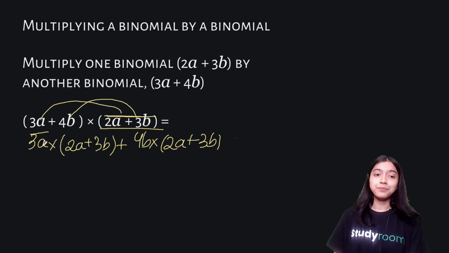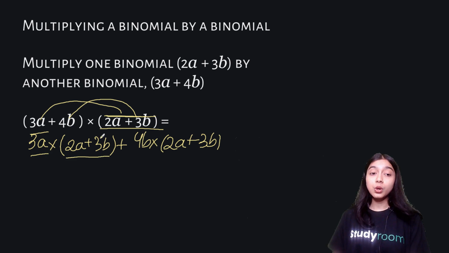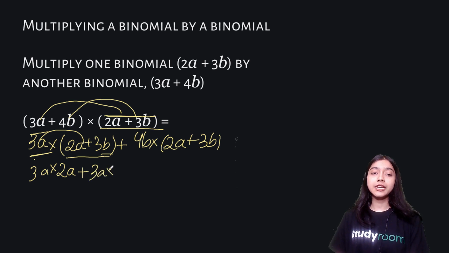So let's move on. Now we have this 3a. We have to multiply it with this binomial. To do so, first we'll multiply 3a with 2a. So I'll write 3a multiplied with 2a. The second thing we have to do over here is I'll multiply this 3a with the second term, that is 3b. So I have to write plus 3 times a multiplied by 3 times b.